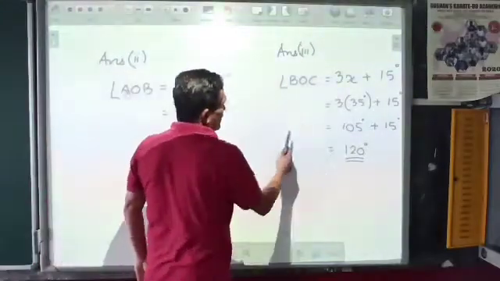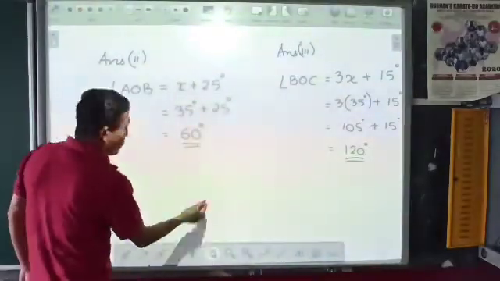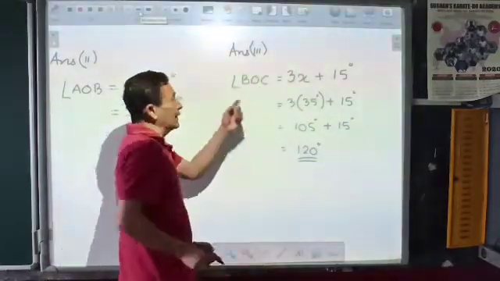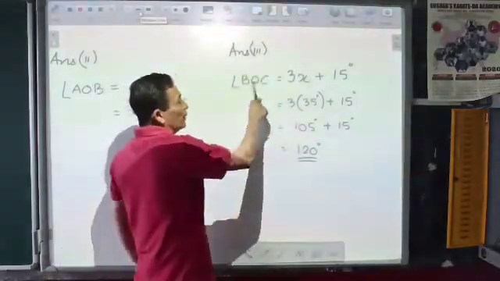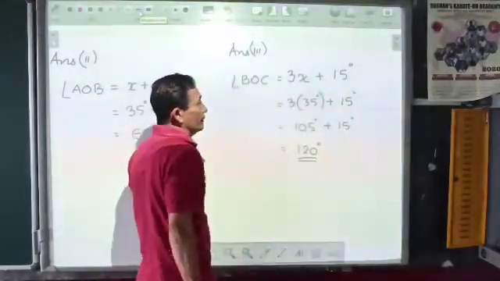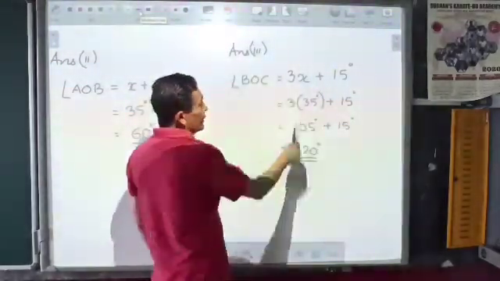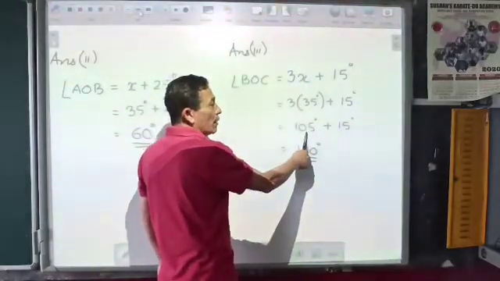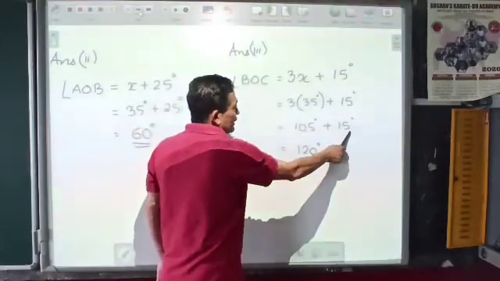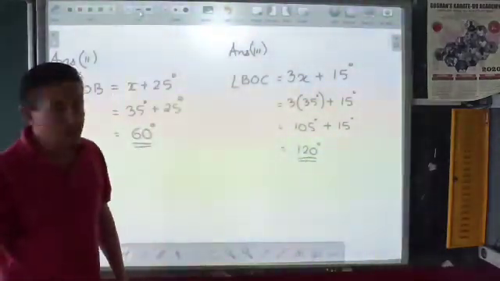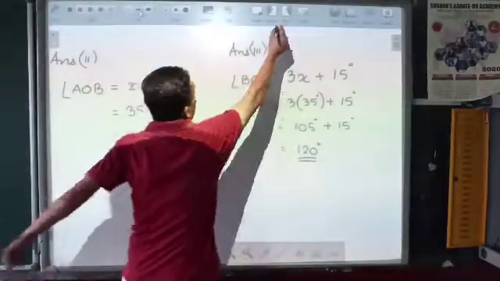Similarly, if I look at the next one, you will see we are supposed to find angle BOC. Angle BOC is already given in the figure as 3x plus 15. So substitute that. 3x will be 3 into 35, which will give me 105. So plus 15 here, 105 plus 15 will give me 120. Moving to the next sum.